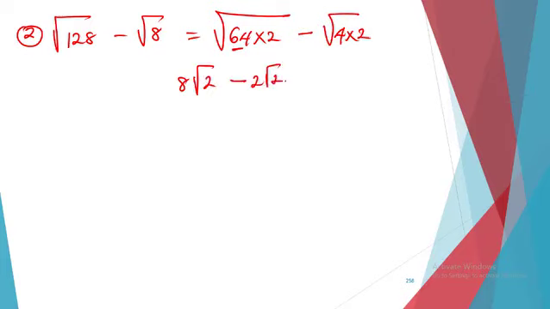Now they are of the same base, which is root 2. So we then have 8 minus 2 root 2. 8 minus 2 will give us 6. We have 6 root 2 as our answer. Is there any problem with this? Okay, so to refresh your memory of what we've done so far, kindly provide the answer to the following questions on the screen.